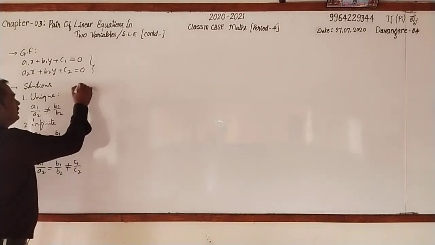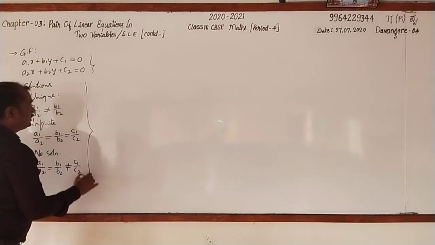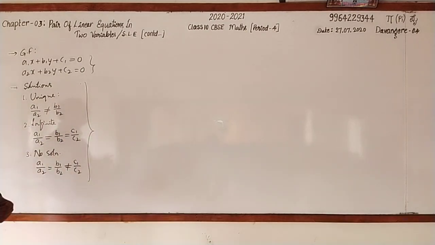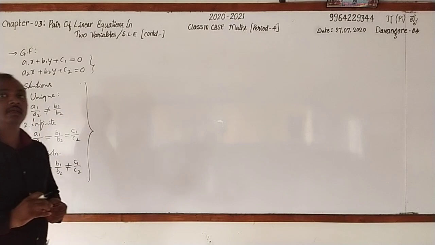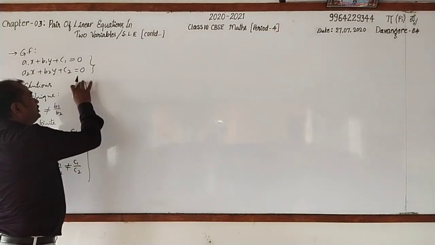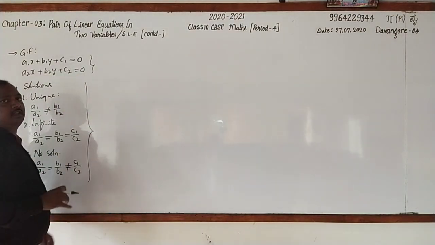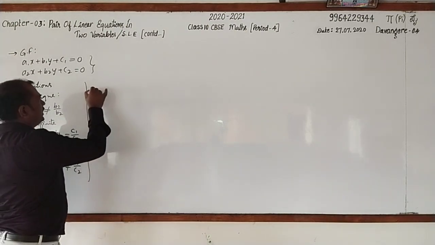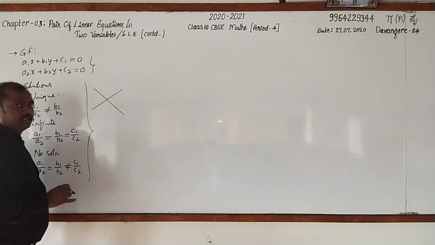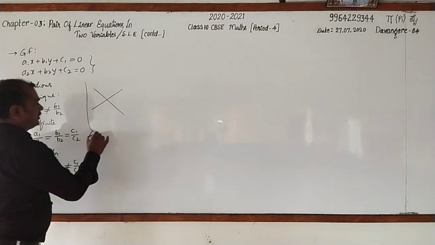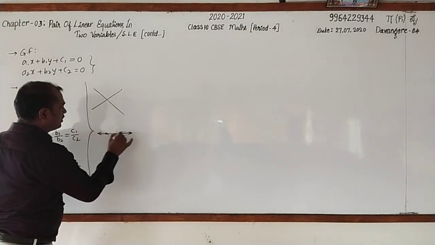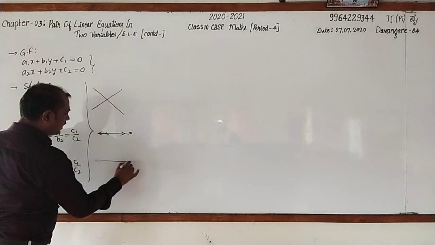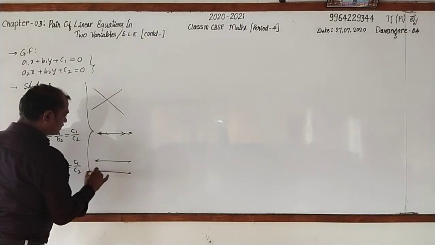Similarly, we have learned how to represent the given pair of linear equations in two variables in a graph. The nature of the graph of each of these linear equations is a straight line. The lines may intersect each other, the lines may coincide with each other, or the lines may be parallel to each other.